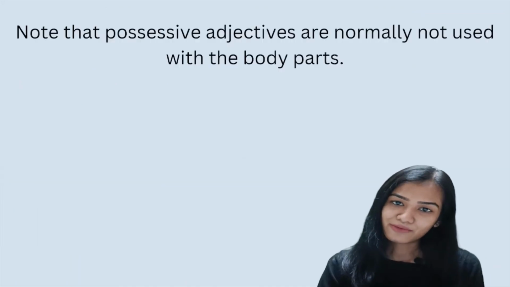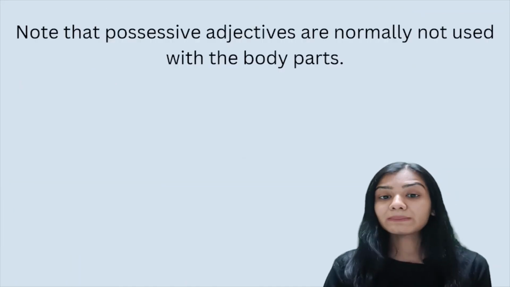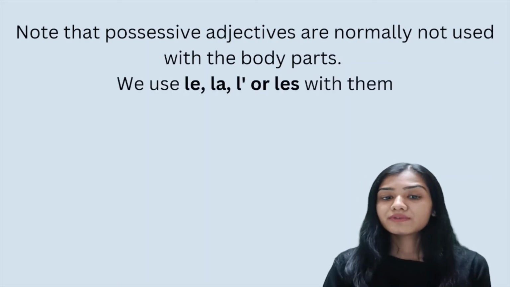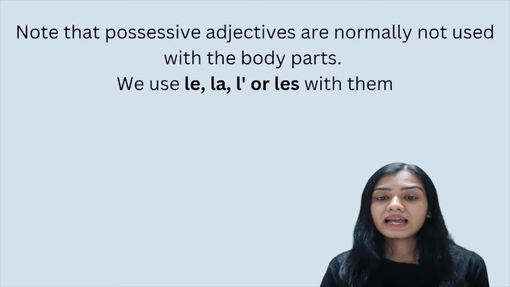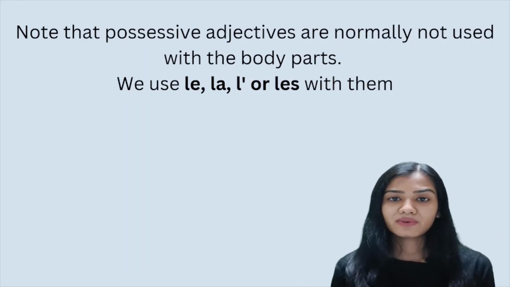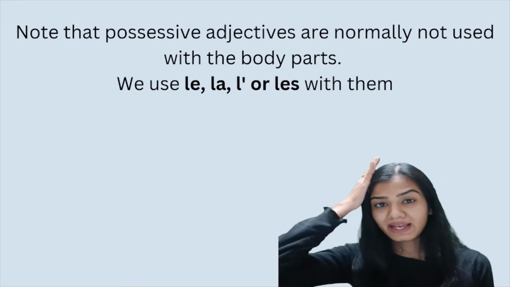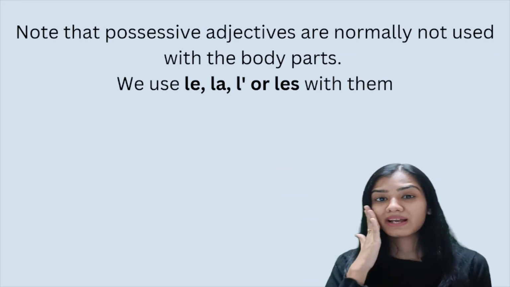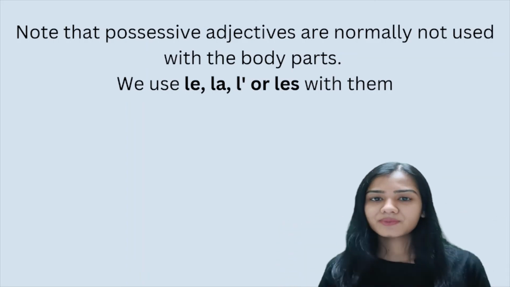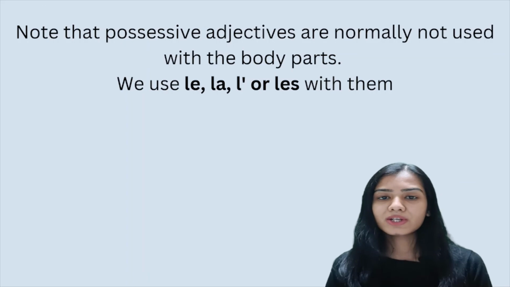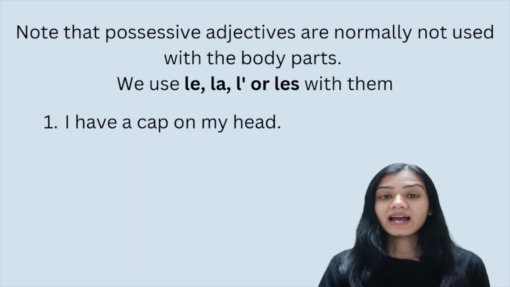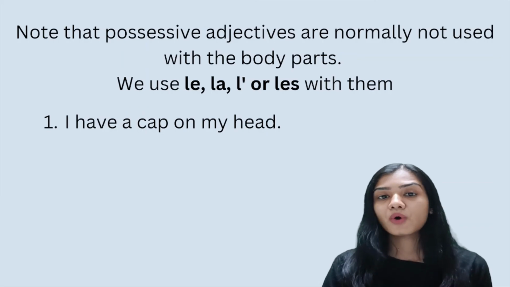So again, we have one more exception. Note that possessive adjectives are normally not used with body parts. We use le, la, l' apostrophe or les with them. What do I mean by body parts? For example, my hand, my head, my throat, my face, anything like that. Our hands. All right, with all these, we are not going to use possessive adjectives. Let's see a few examples. I have a cap on my head.